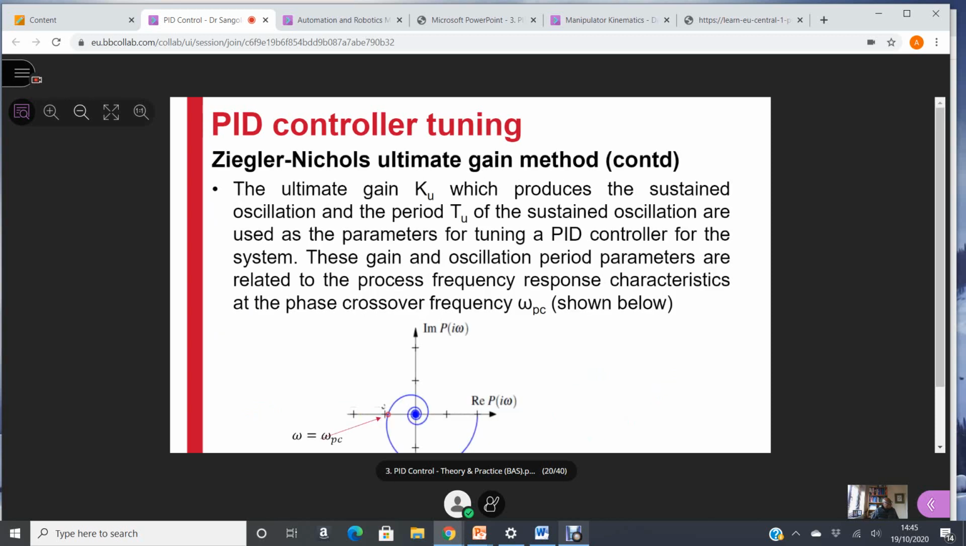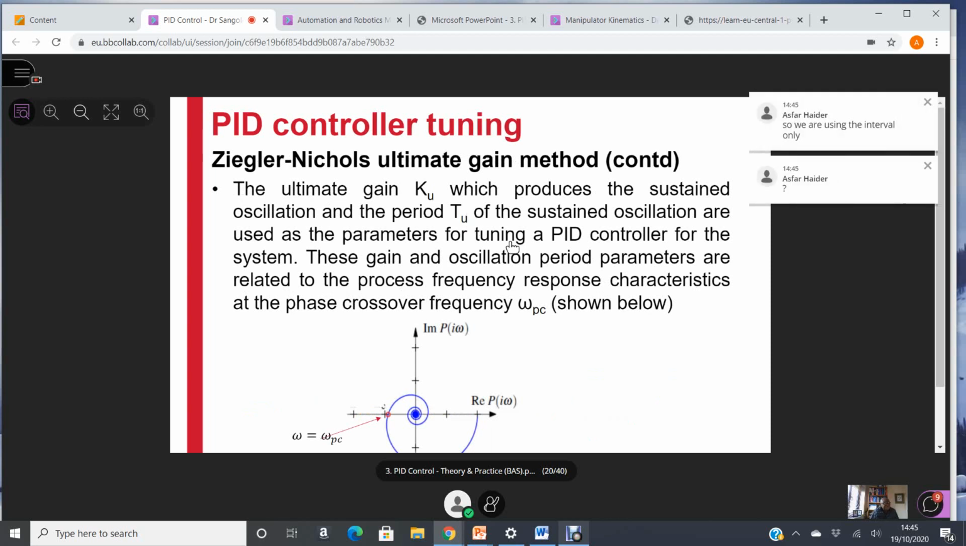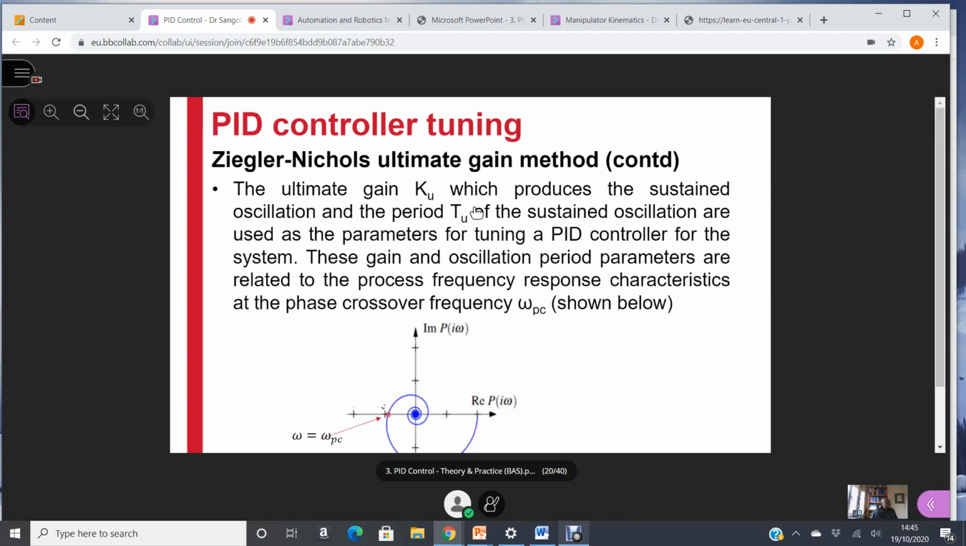So the two parameters you need are your Ku and Tu values. You have the sustained oscillation, and the interval, which is your period of oscillation, Tu. So those are the two parameters you'll use for tuning.